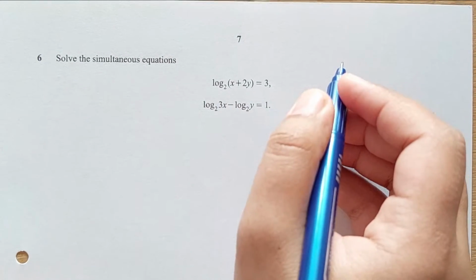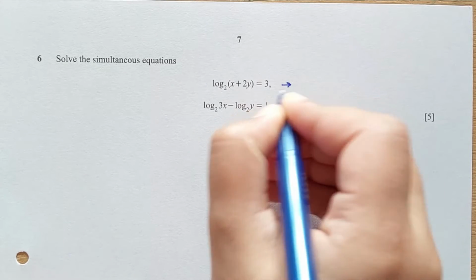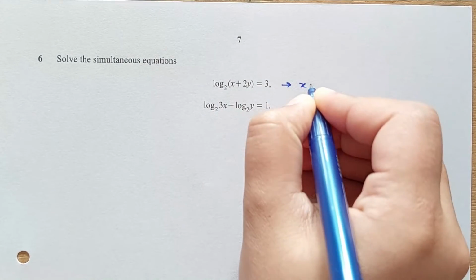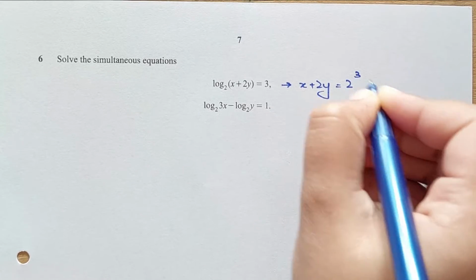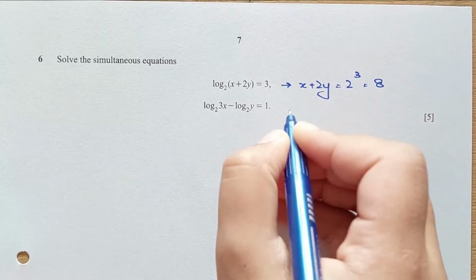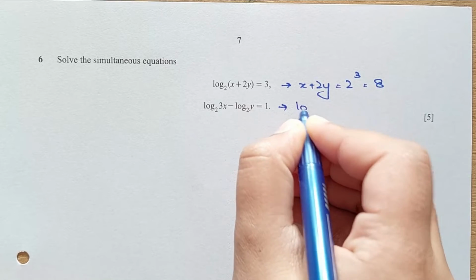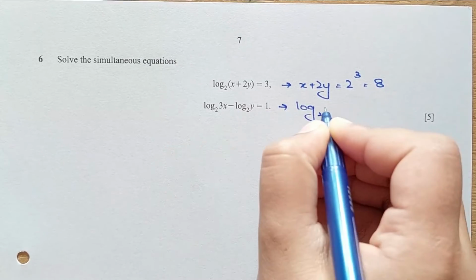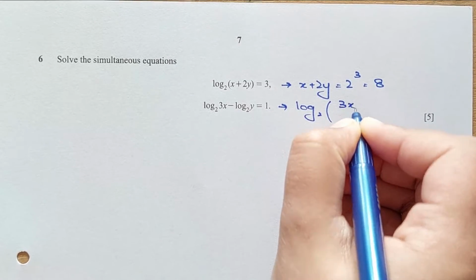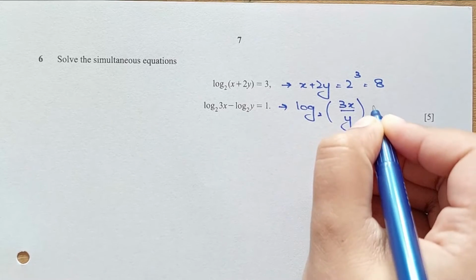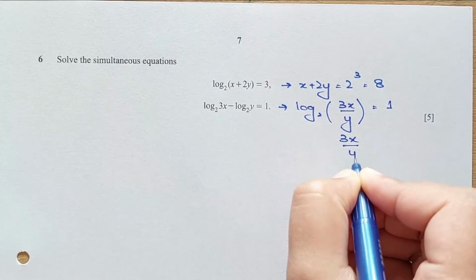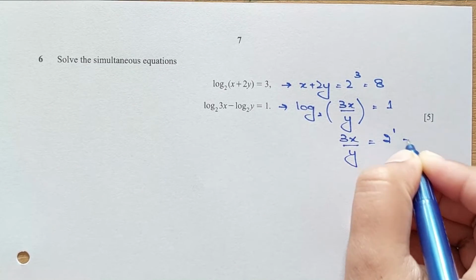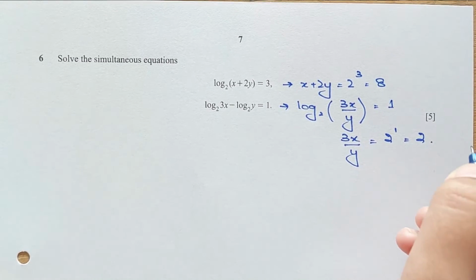So let me convert this logarithmic equation into exponential form. We can say x plus 2y equals 2 power 3, so this is equal to 8. And from here, log base 2 of a difference, 3x divided by y equals 1, so 3x over y equals 2 power 1. This is equal to 2, right?